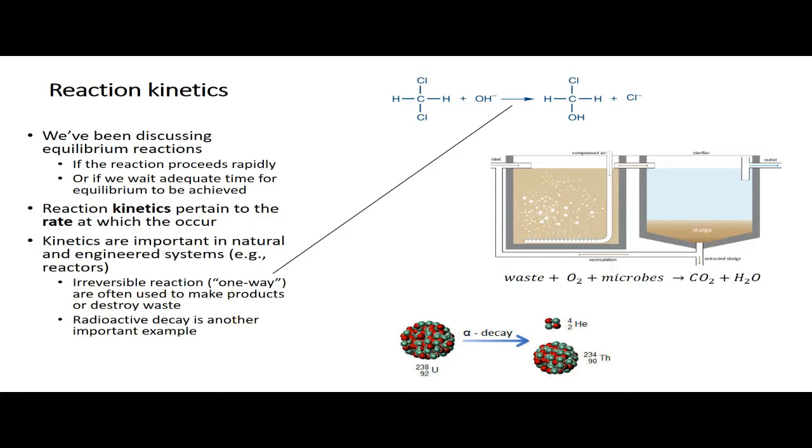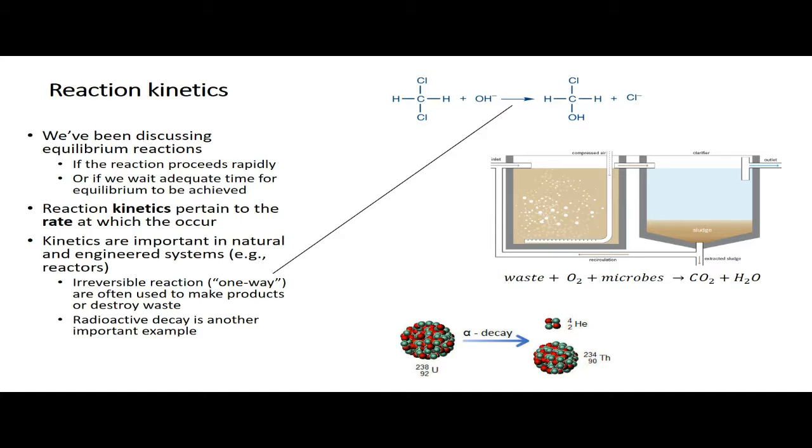So we were talking about sorption. Now let's talk about reaction kinetics. Before, we were talking about equilibrium reactions, where the reactions proceed rapidly, or we've given them adequate time for equilibrium to be achieved. Reaction kinetics pertain to the rate at which chemical reactions occur. Sometimes this is important because a lot of reactions we're doing are not really equilibrium reactions. We're actually trying to make some new chemical, or we're trying to degrade a chemical.